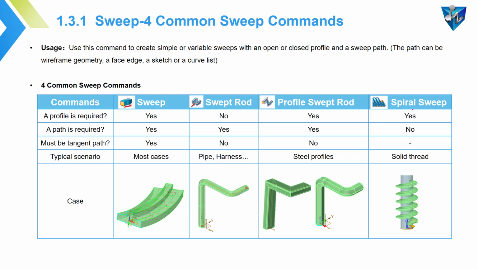Okay, and the last one is spiral sweep. This one is normally used for some solid thread, and this one is different from the sweep rod. Actually, it's on the contrary, because we need to define its profile, but we do not need to define its path, because its path is like rotated along the cylinder face. Okay, so we do not need to define its path.